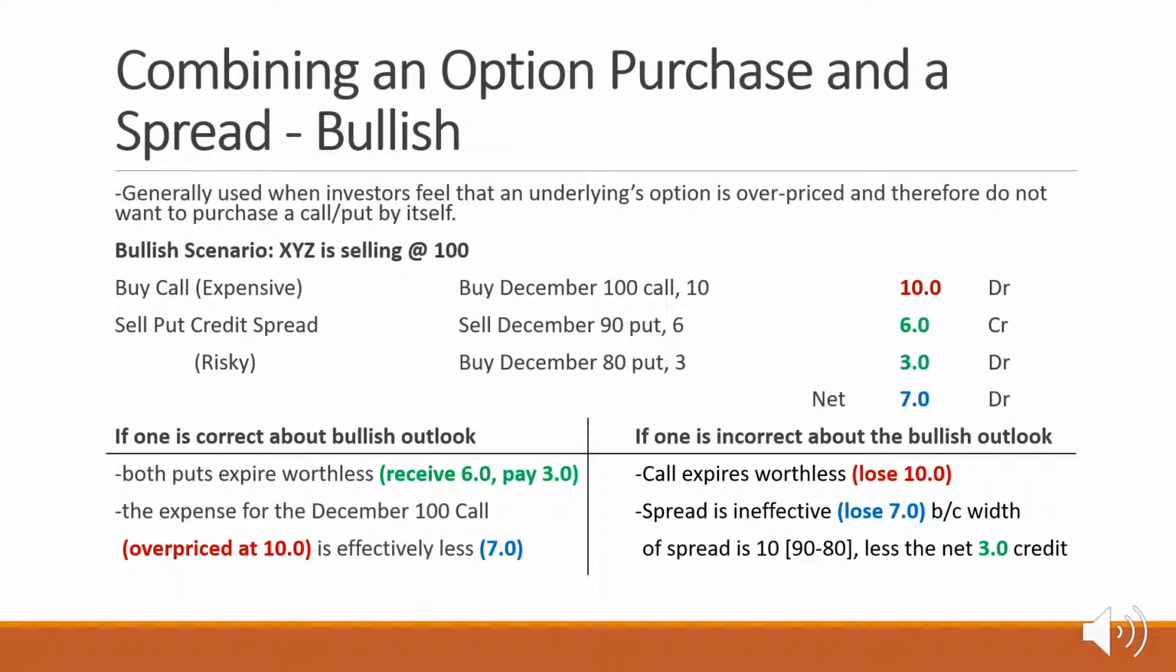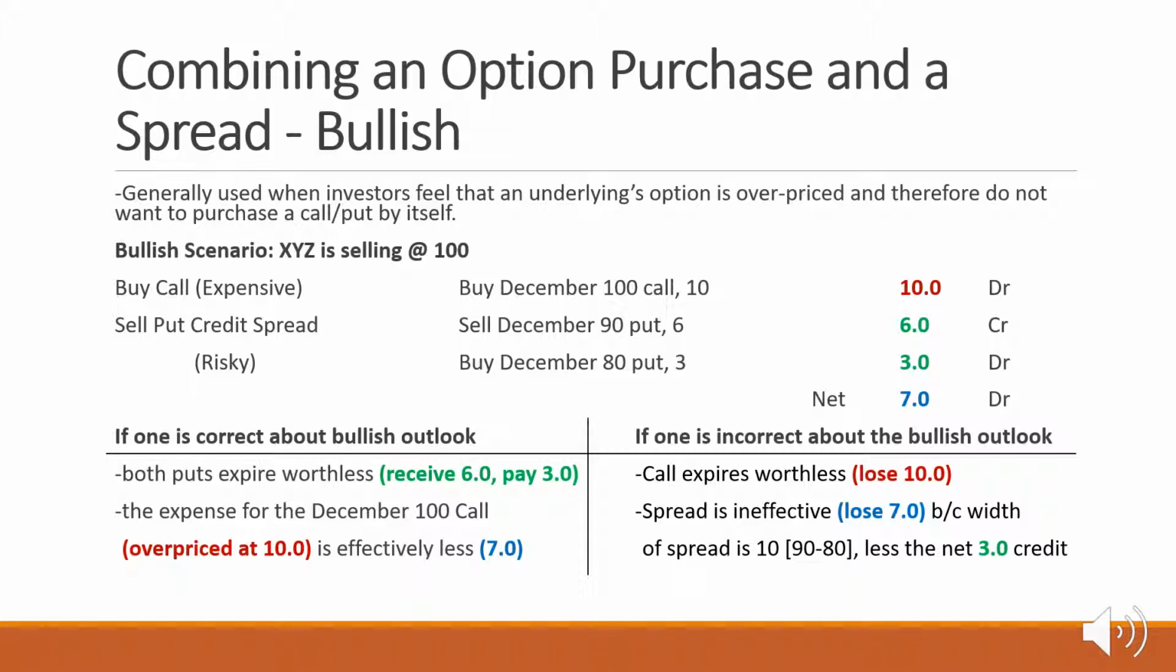Hence, the investor decides to use the following put spread in addition to buying the December 100 call. Selling a put credit spread includes selling a December 90 put at 6 and buying a December 80 put at 3. Thus, the total expenditure for the entire position is 7 points, 10 for the original December 100 call, less 3 credit from the sale of the put spread.